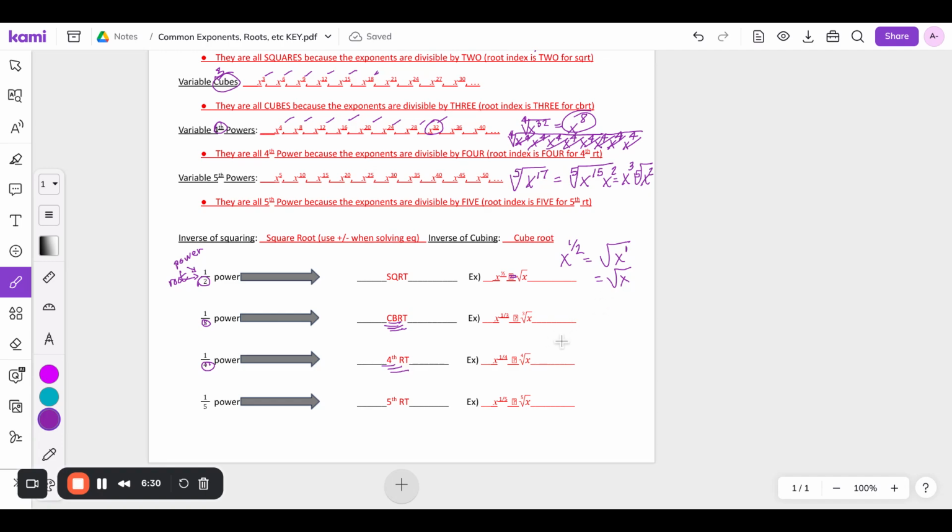Now, if you have something like x to the 2/3 power, well, that is power over root. Root is 3. Power is 2. That's the cube root of x squared.